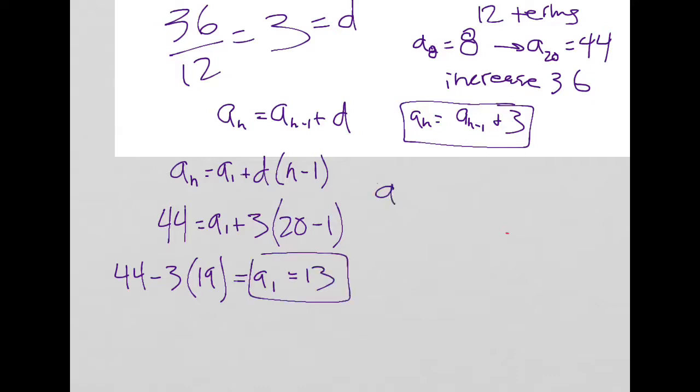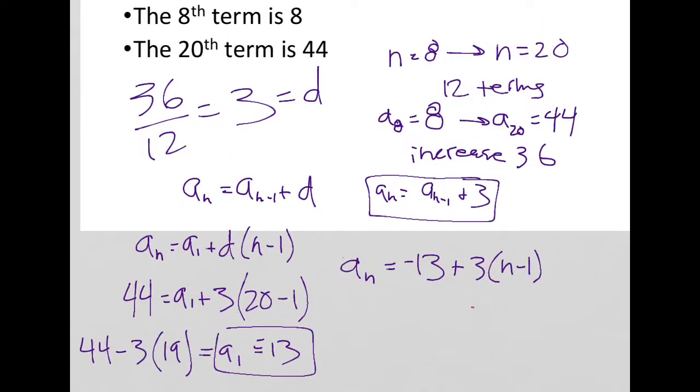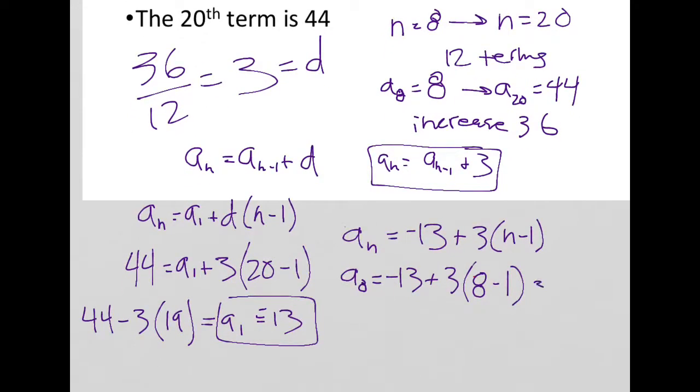And so we then can say we have the explicit formula: a sub n equals negative 13 plus 3 times n minus 1. And we could verify that this works for the 8th term. We can say a sub 8 equals negative 13 plus 3 times 8 minus 1. And if you crunch this, you will in fact get 8, verifying that our formula is in fact good.